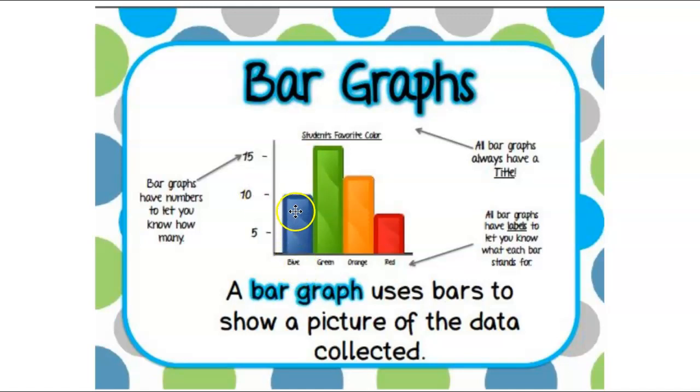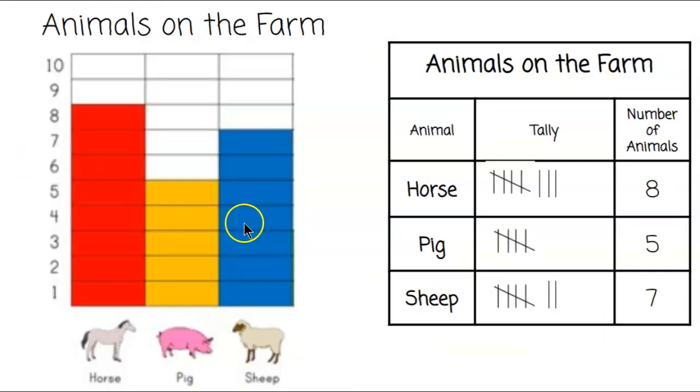So this means that out of the people asked, 10 people like blue as their favorite color. Let's look at some more examples. Here we have animals on the farm.